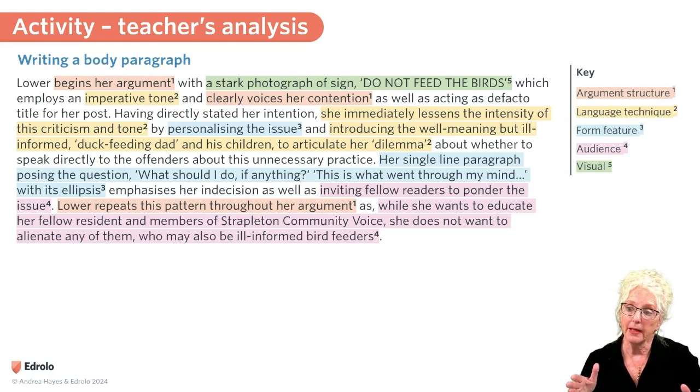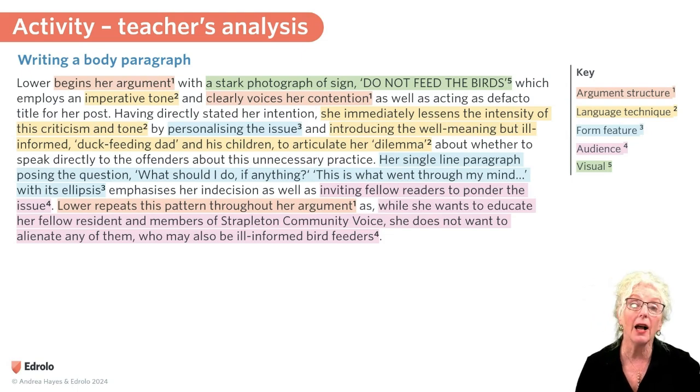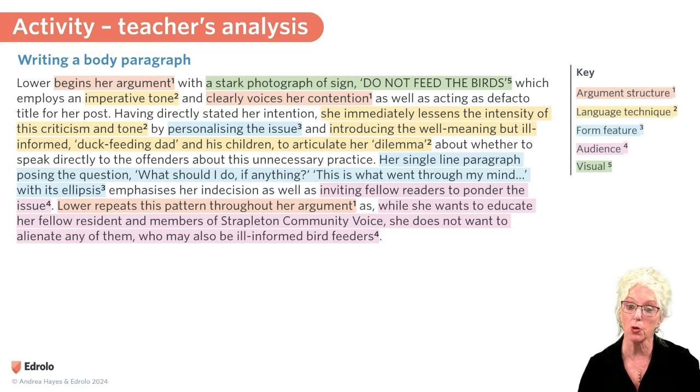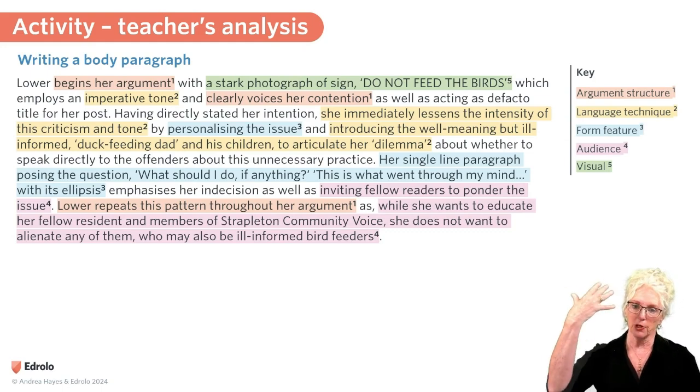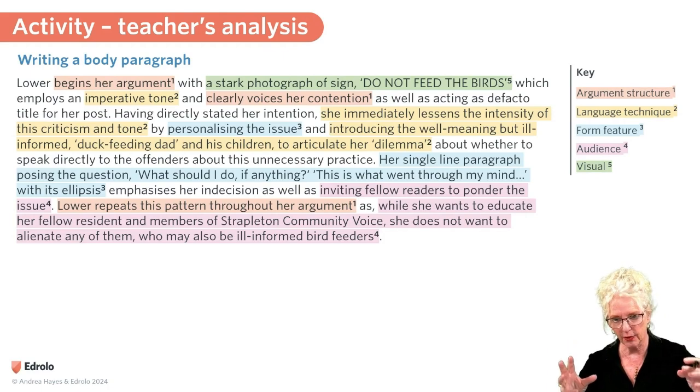Lower begins her argument. So here we have that argument structure with a stark photograph of the sign, do not feed the birds. So we're talking about the visual, which employs an imperative tone. So that's given me an opportunity to actually introduce tone because I didn't have it in my introduction, and clearly voices her contention. So I'm using that meta language again, as well as acting as a de facto title for her post. So I've sort of linked it, the visual to her argument, contention, and the tone.